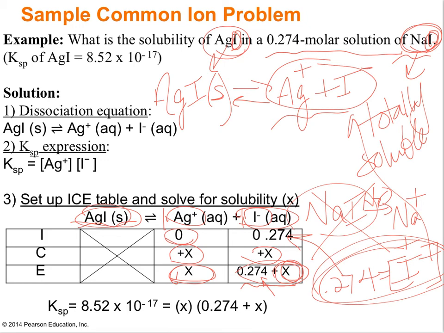Now, the nice news is most of the time, as with previous ice tables, we can neglect x because the KSP values are so small. So look at that, 10 to the minus 17. That means the amount of this x that's going to form is negligible compared to the 0.274. So that simplifies our math quite a bit.